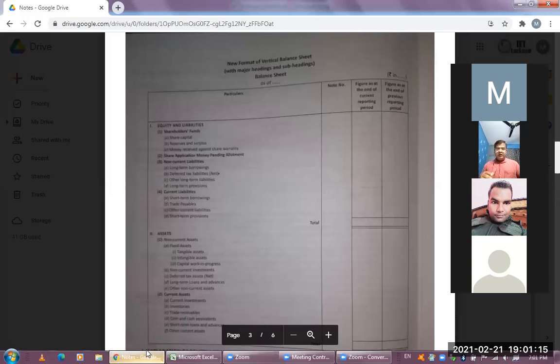You can see on screen sharing there is a financial statement of a company as per Schedule 6. It is a vertical format. A balance sheet is being depicted. If you are having difficulty in reading it, you have that link in your WhatsApp group. You can open the same.